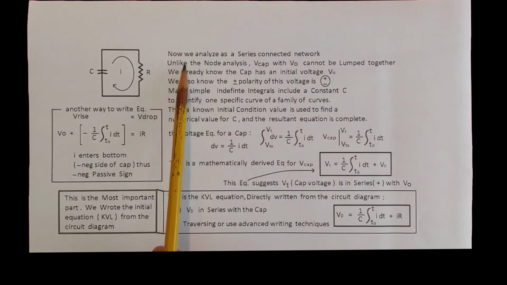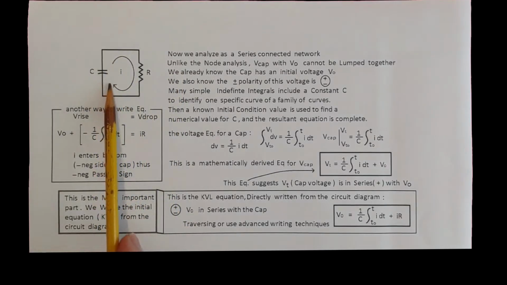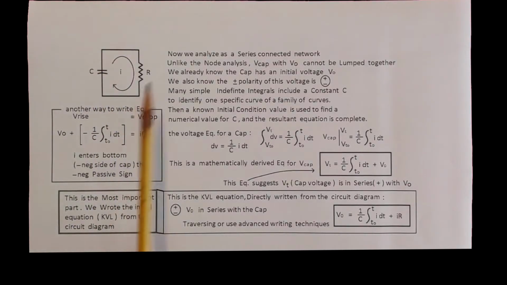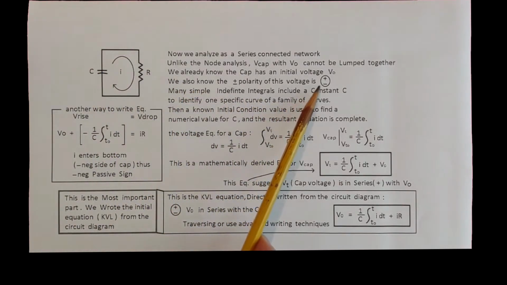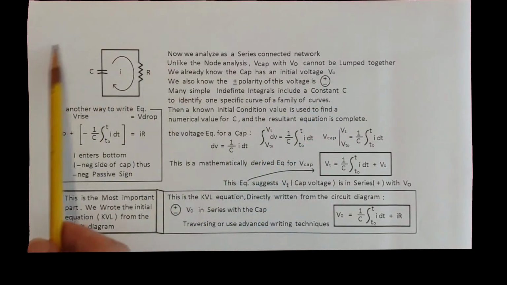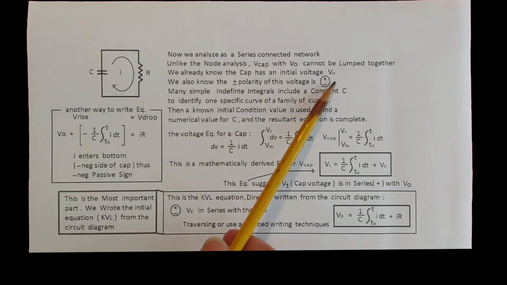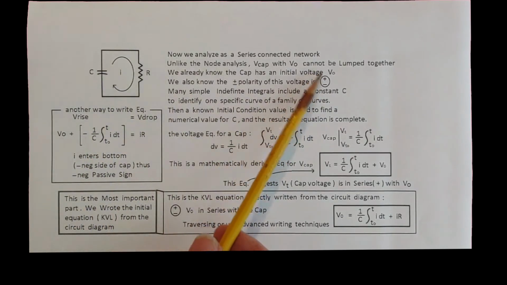But here we're going to view this as a series network. And this time, finding the capacitor voltage isn't going to be as simple as the node voltage as was done with the parallel analysis. We already know that there's an initial voltage on the cap because we charged it up with a Vs. At time t0, there was a DC voltage on the cap, which is easy to synthesize as a plus-minus voltage source in series with the cap.